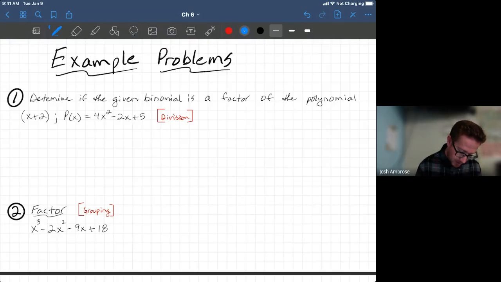So let's set it up. You remember that if we have a plus 2 right there for synthetic division, we're going to now have to put a minus 2 in the little box.